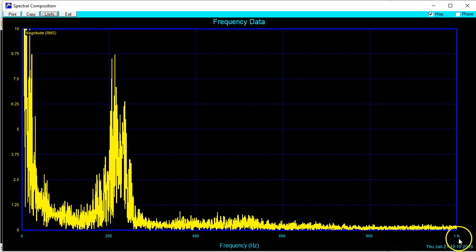1 kilohertz is our Nyquist cutoff. That means we're sampling at 2 kilohertz. This is from 2 kilohertz. And you can see that we're seeing a lot more complete picture of the data.